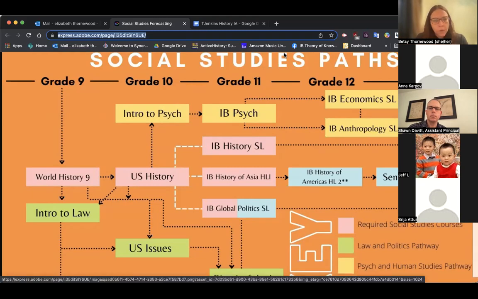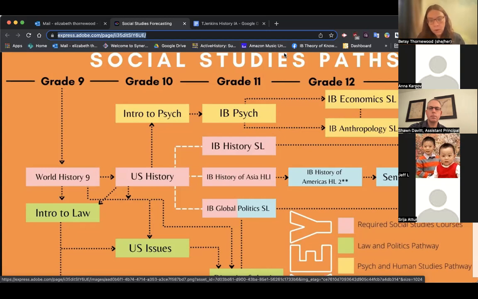The difference in workload for the IB track really depends on what the student is putting into it and what they want to get out of it. All students are encouraged to take IB. All 11th grade students will take an IB course, either history SL, history of Asia, or global politics. What really differentiates it is that you need to prepare yourself for a test if you are going to engage in that testing. There's a little more work on the part of the student to get to that level.